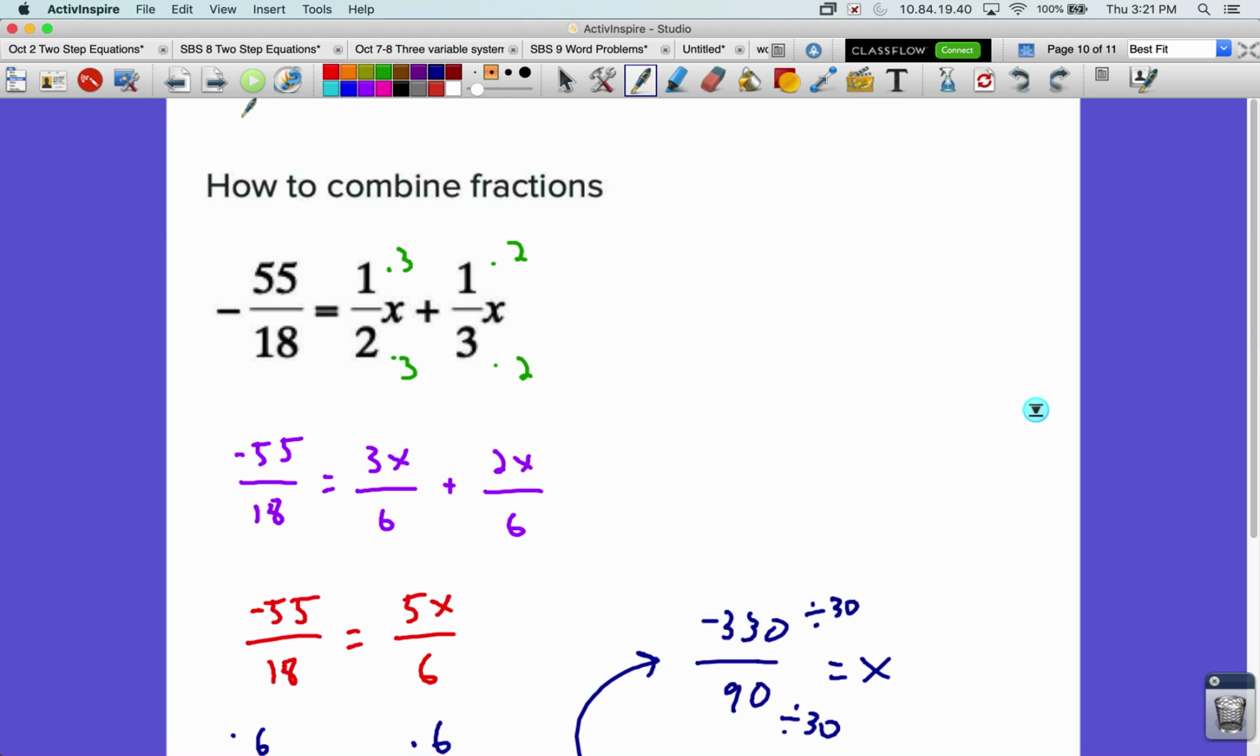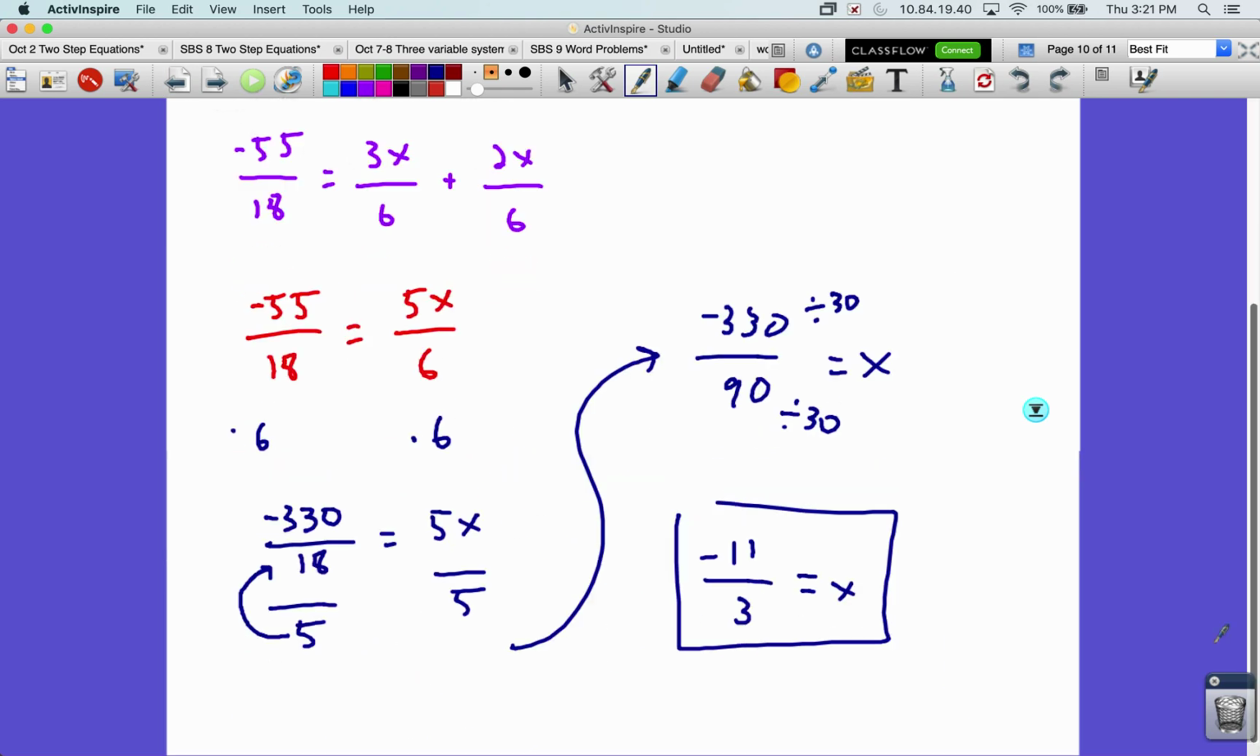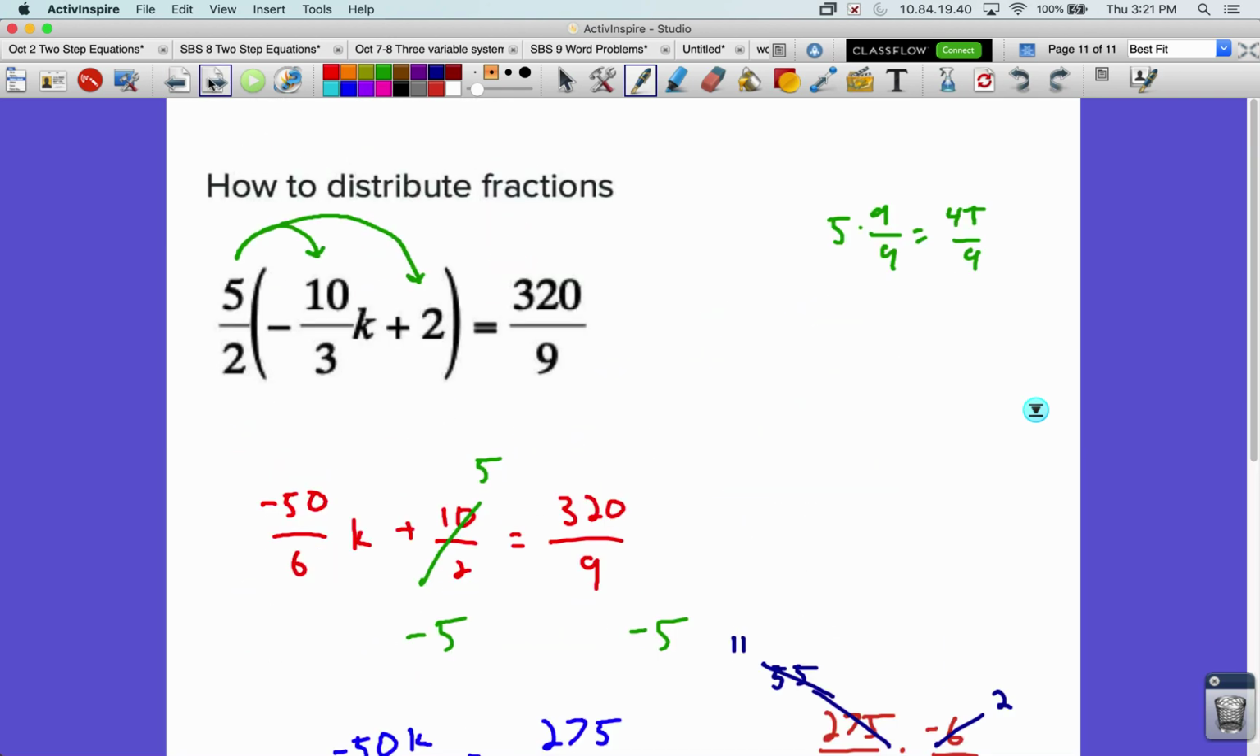What's the answer to the last one? Negative 11 over 3. Yeah, what a coincidence.